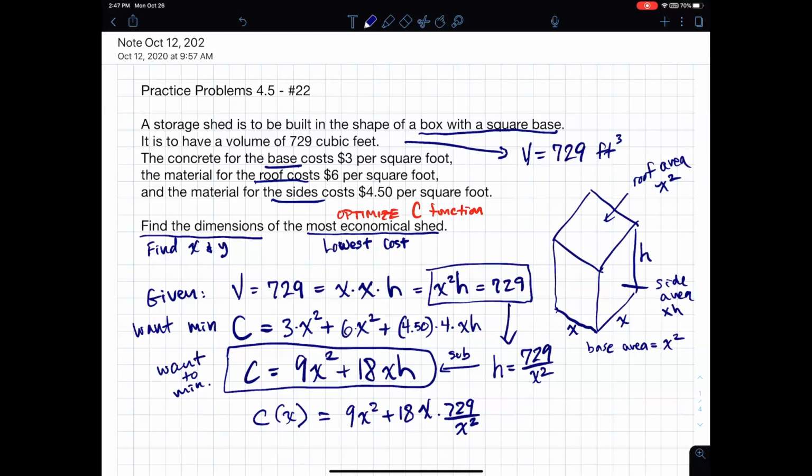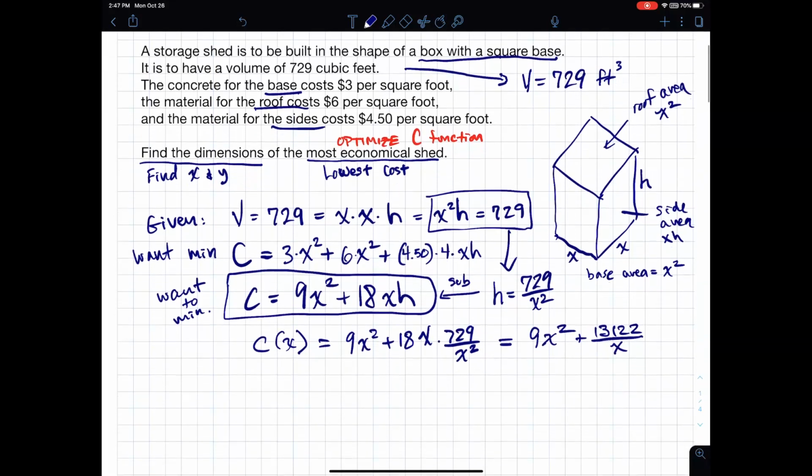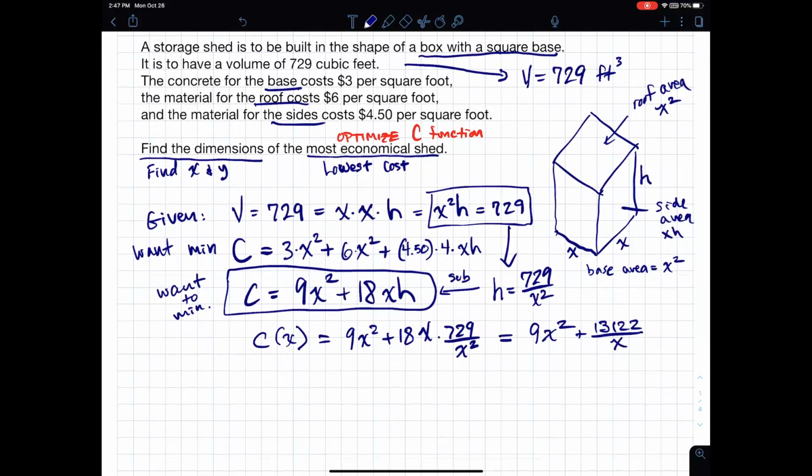I'll simplify this a little bit. So I have 9x squared, and I can cancel the x that's multiplied by the 18 with one of the x's in the denominator that's x squared, and I can multiply 18 by 729. And if I do that, I get 13,122, still divided by x. So that is my cost function that I want to minimize. All right, so how do we minimize that? We look for critical values.